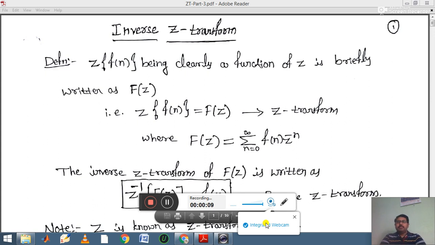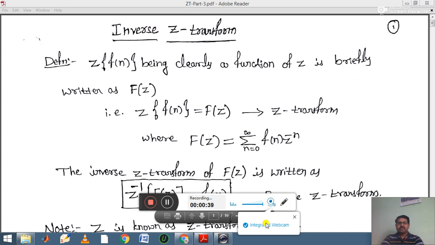In this video, I am discussing inverse Z transform. I hope you are already familiar with Laplace transform and inverse Laplace transform. While finding inverse Laplace transform, we used partial fraction method and convolution theorem. In the same way, while finding inverse Z transform, here also we are using partial fraction method and convolution theorem. Mainly I am focusing on partial fraction.